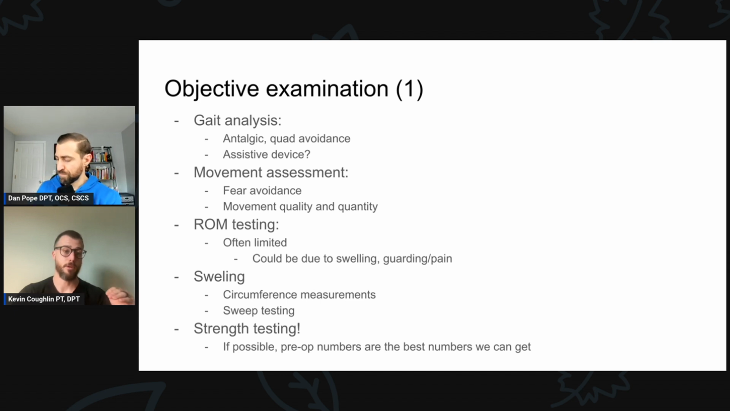And having that number as a good gauge long-term is going to be more helpful than relying on, if this person does have an ACL tear and goes on to get a surgery, that first strength test at like 3 months, because we know the uninvolved limb has gotten weaker. So if you do have the ability to test strength, go ahead and get it, at least on the uninvolved side.